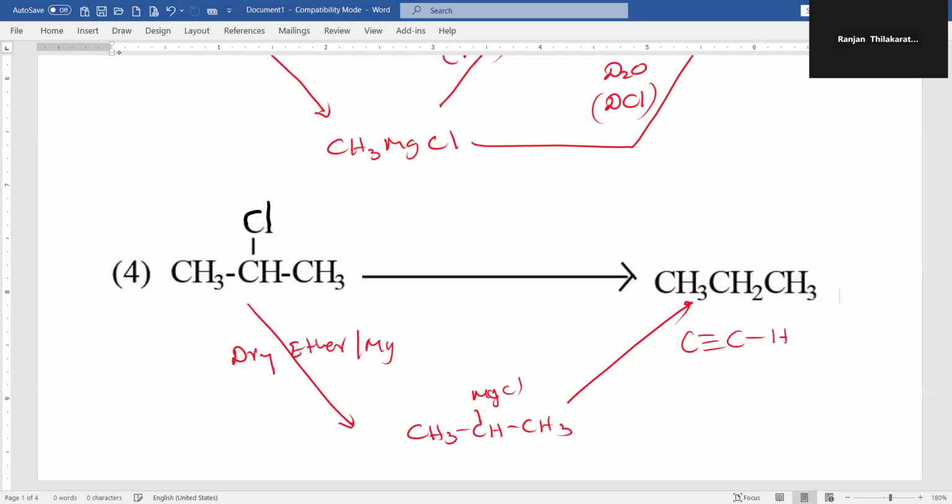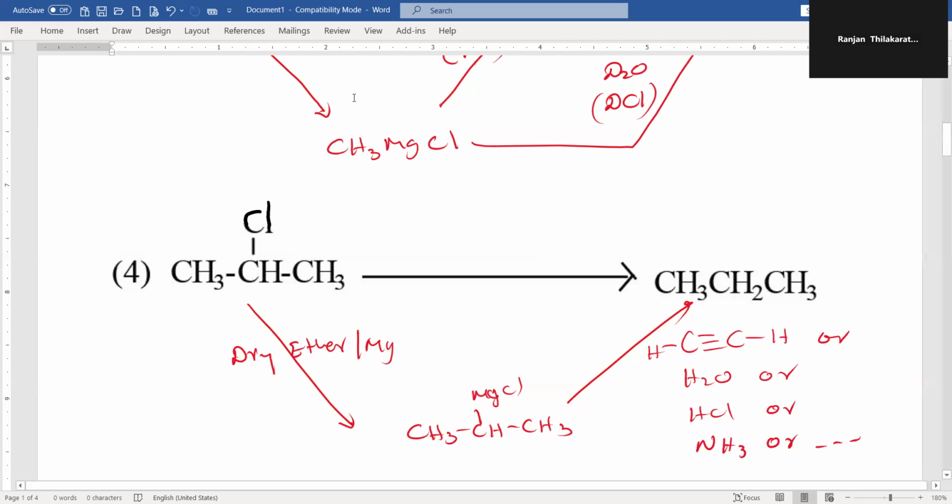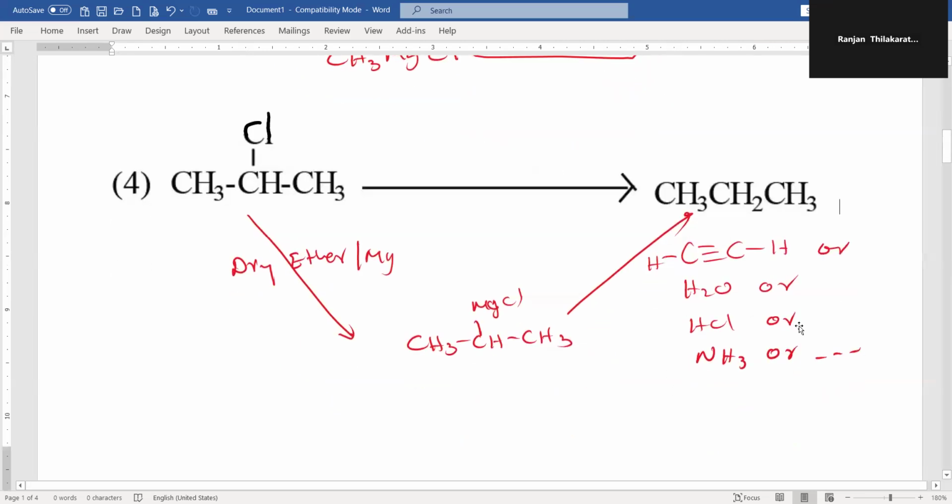This is called alkyne having terminal hydrogen. Terminal hydrogen means hydrogen attached to the triple bonded carbon. This one, you can add many things: water, HCl, ammonia, and so on. I have given you some compounds which you can use to remove this MgCl part and add hydrogen into that. That means you can replace this MgCl by hydrogen atom just by putting all these things. Right. That is the fourth one.